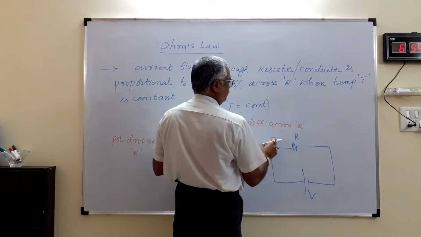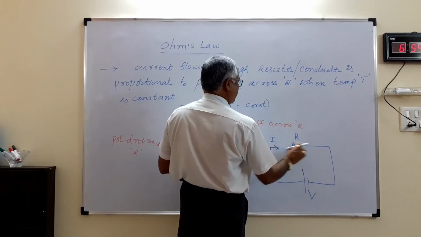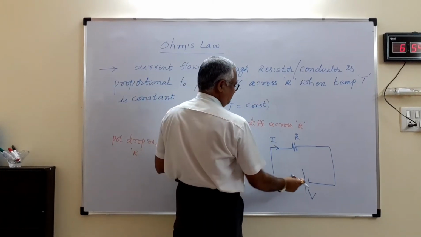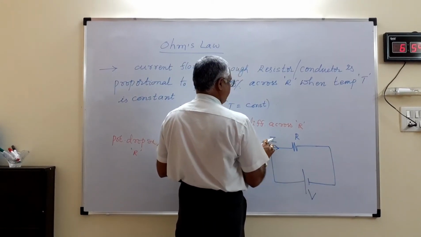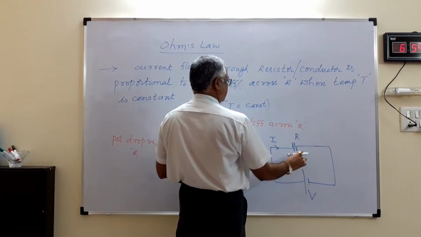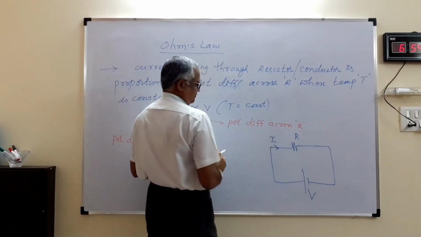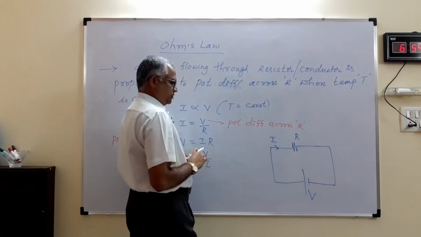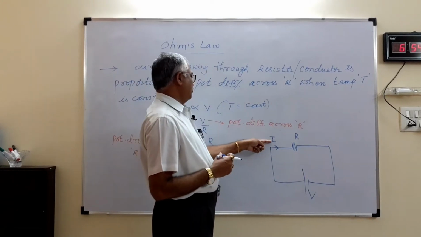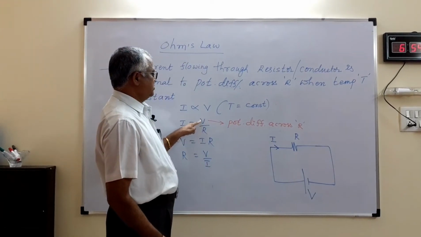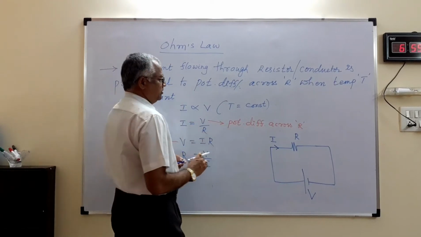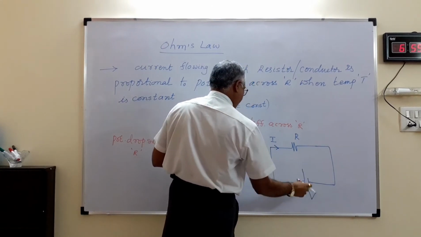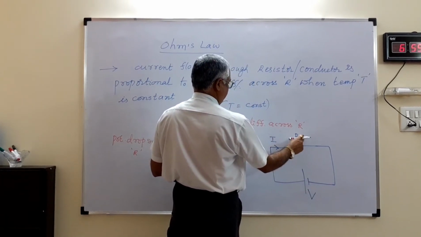How much current should flow through this resistor depends on the potential difference across resistor R. So there is always a fight between source, current and resistor. Resistor will oppose the flow of current, and the source sends current against resistance. So how much current should flow? I is equal to V by R. What is this V? Potential difference across R. This V drives current I against resistance.